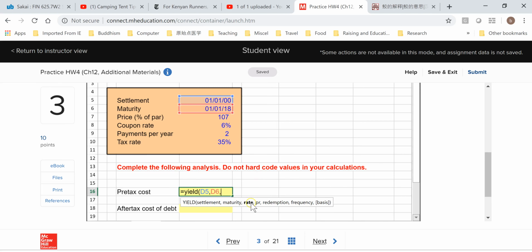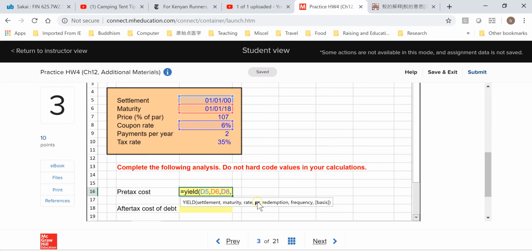The third one is the rate. So this is the coupon rate. So we just enter 6%, D8. So using the yield function, you don't have to consider the frequency of the payment, because one of the inputs here actually is the frequency. So we just need to input the annual coupon rate here. And the fourth argument here is PR.